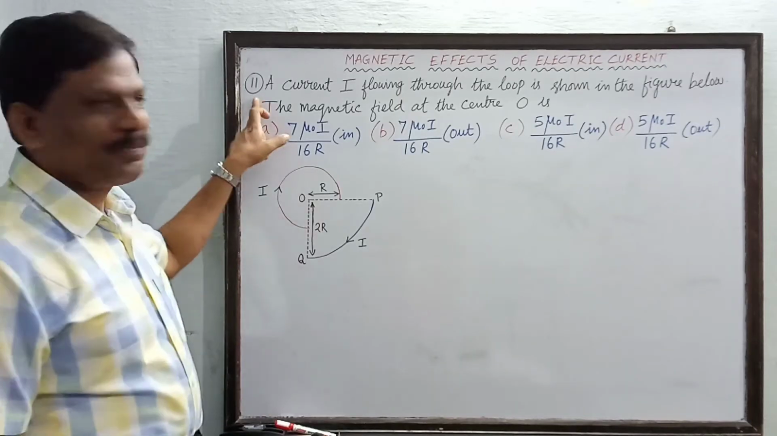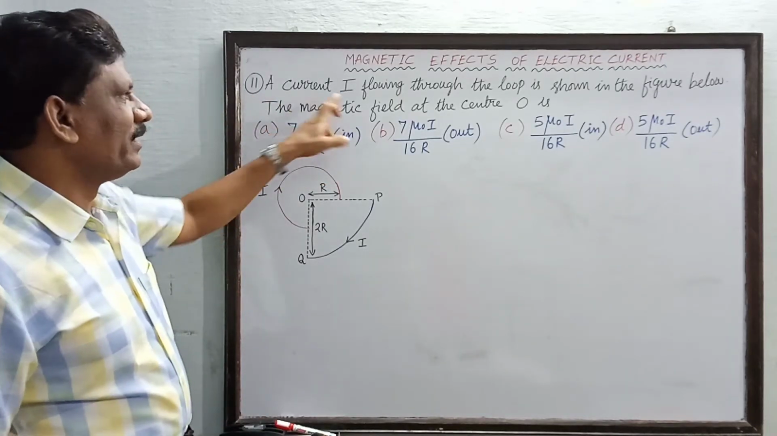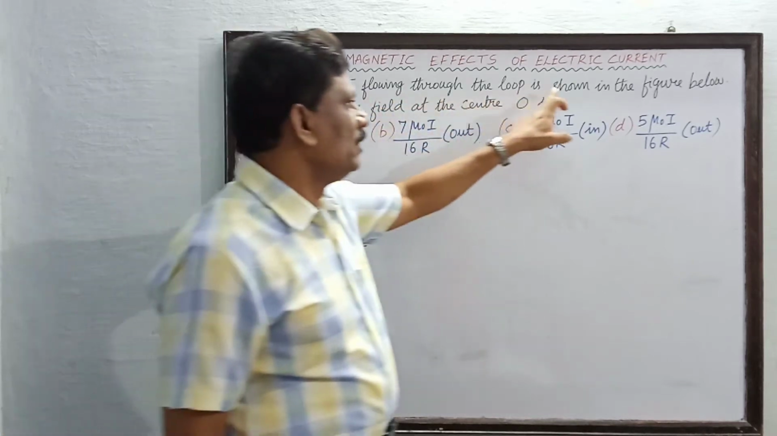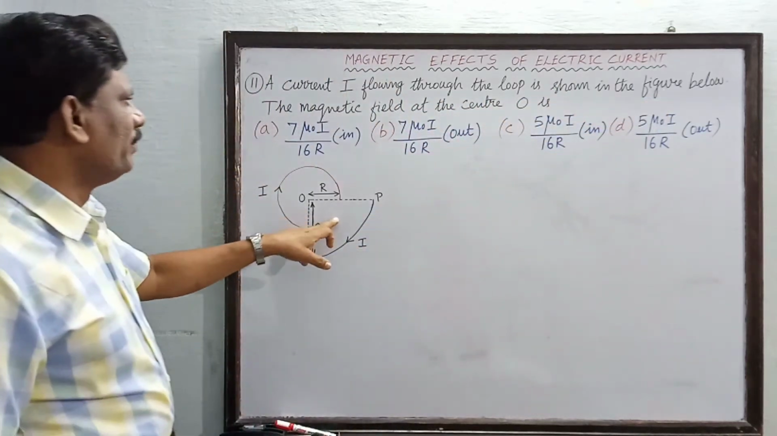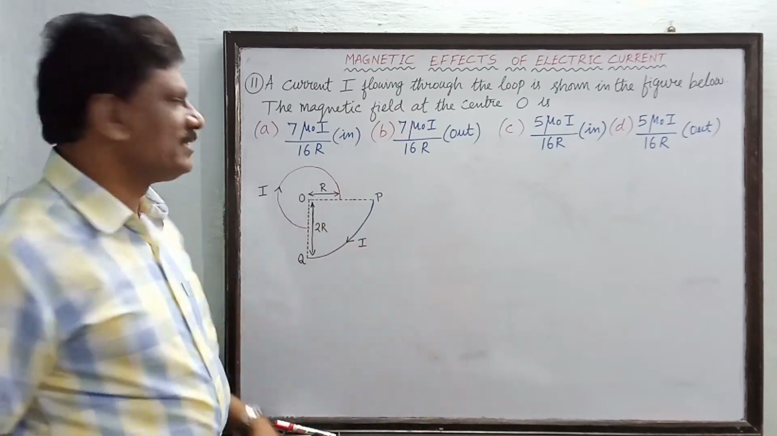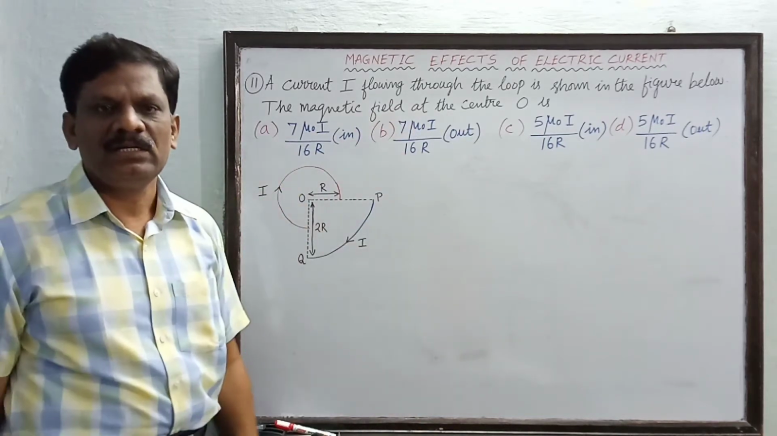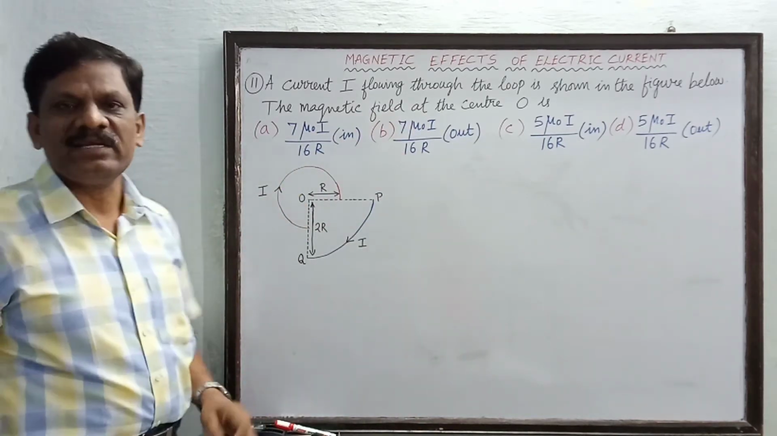Hi students, problem number 11. A current I flowing through the loop is shown in the figure below. The magnetic field at the center O is to be determined. This one is a very interesting problem.